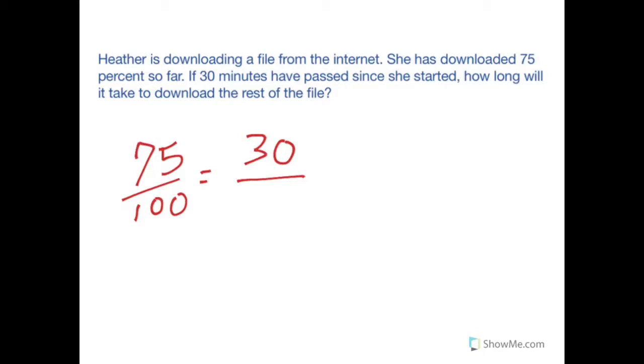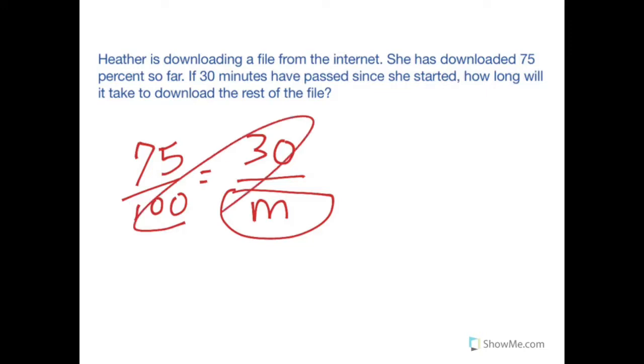Okay, well, I know 75% is going to be 75 of 100. Okay, I know that. All right? But what I need to know then is what to put over here. Well, she's already downloaded 30 minutes. That's going to be our numerator because we want to know the total amount of time it's going to download. Not a portion of the time, but the total amount of time. So we'll put M for minutes.